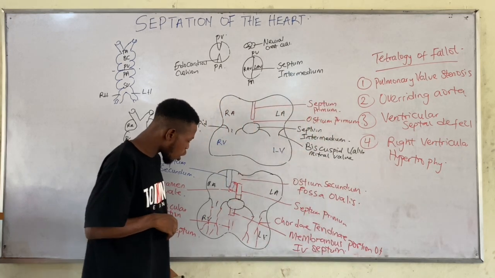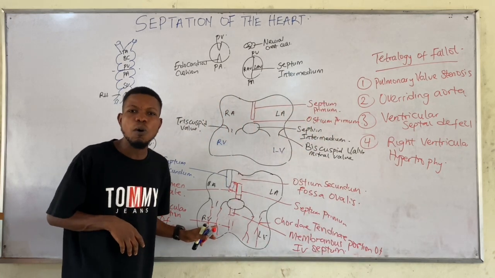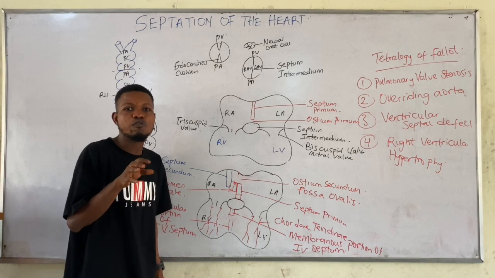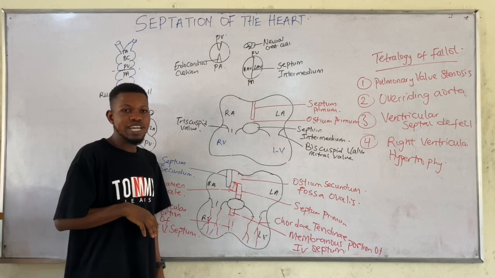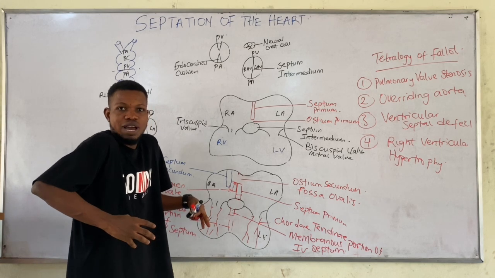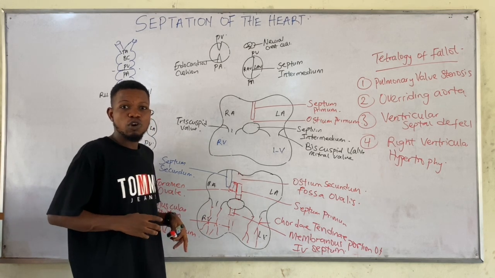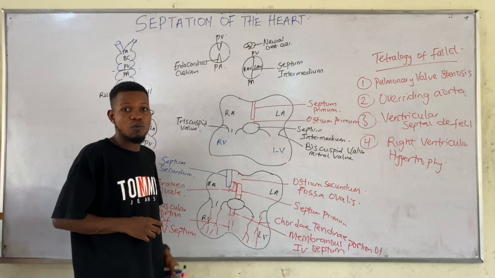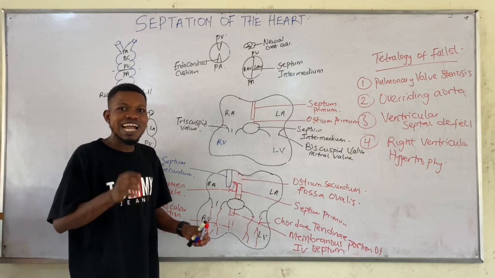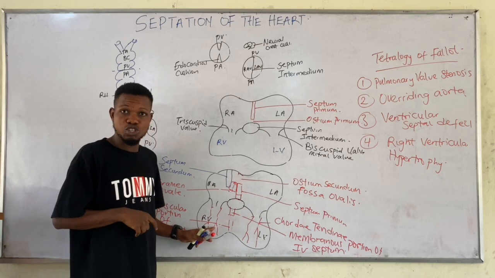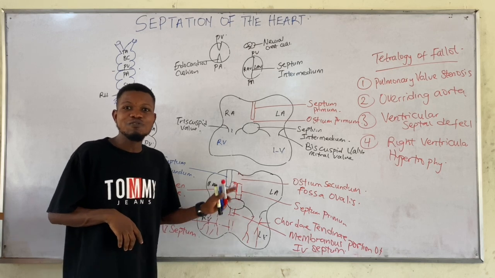Then the last one is right ventricular hypertrophy. This is a condition whereby there is increase in muscle mass of the right ventricle as a result of what? Pressure overload. Do you get? The right ventricle increases in muscle mass. They become thickened because they have undergone extra work. Do you get what I'm saying now? That thing can cause strain within the heart muscles. That's what we call right ventricular hypertrophy.